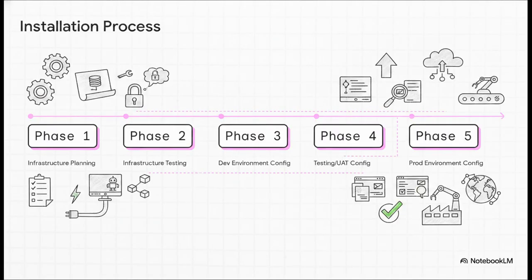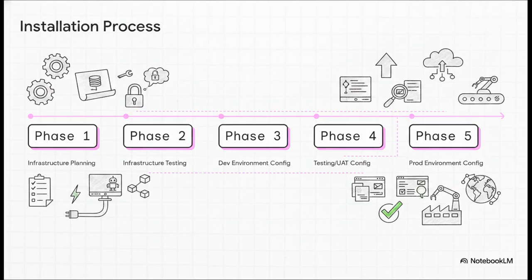Let's move on and see how this builds chronologically. The installation follows a very strict 5-phase timeline. You can't just flip a switch here. You start with Phase 1, infrastructure planning with your IT department. Then Phase 2 is infrastructure testing, handing over the credentials and validating the setup. Only after that do you configure the development environment, which is then followed by the testing or UAT environments, and finally the production environments.